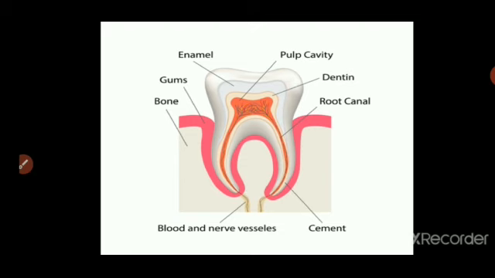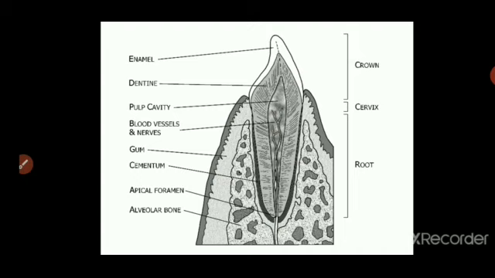This is the diagram of a molar and this is the diagram of an incisor. Okay, and as it is shown in black and white, you get a hint that this diagram has to be practiced for the exam.